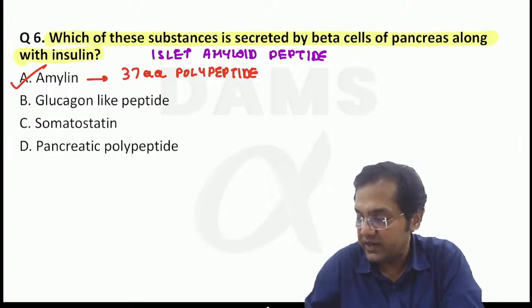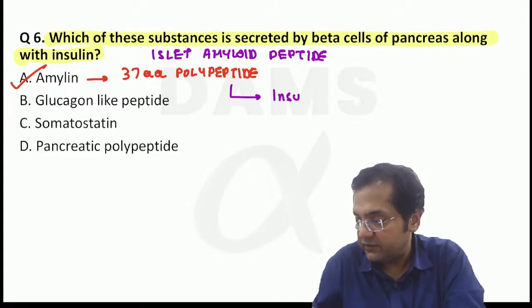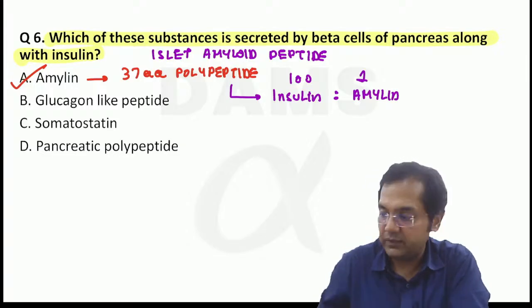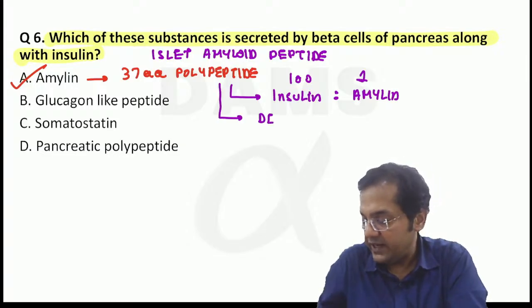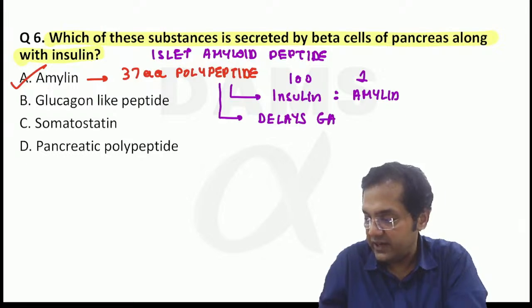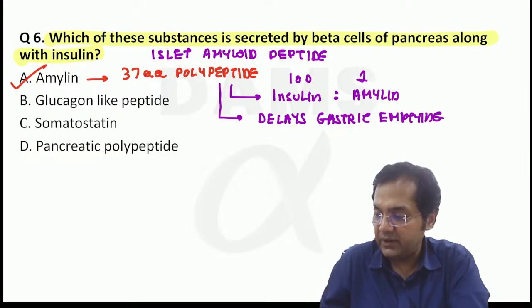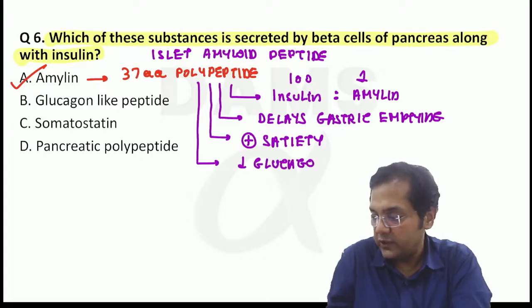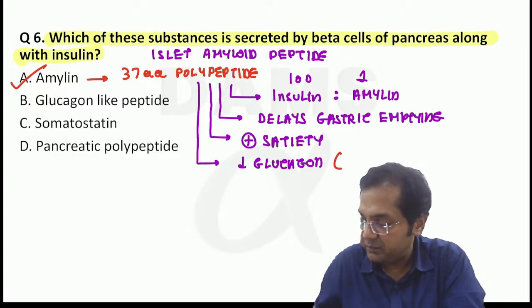What are its actions? Let's recap the actions. It is secreted with insulin, and insulin and amylin are secreted in the ratio of 100:1. It delays the gastric emptying. Thereby it promotes satiety. It also decreases glucagon release. This is a previous PYQ as well.